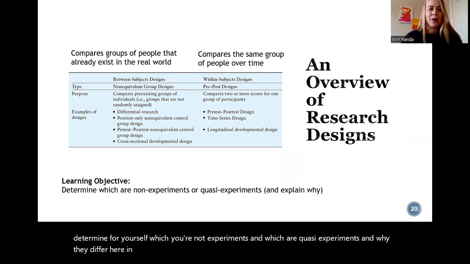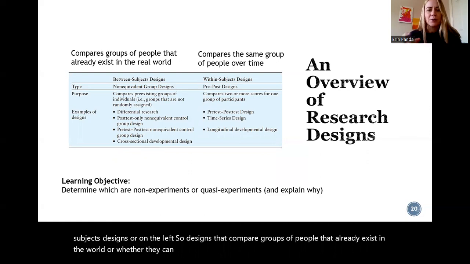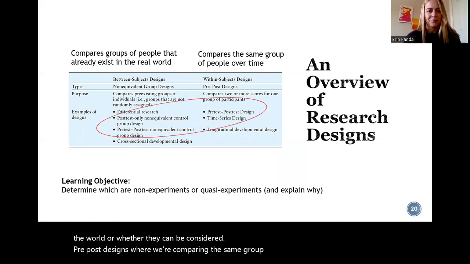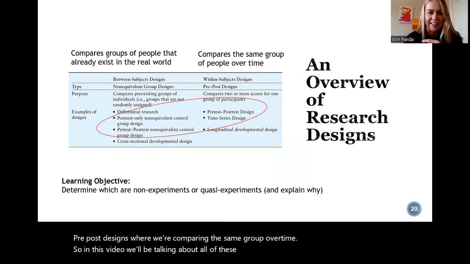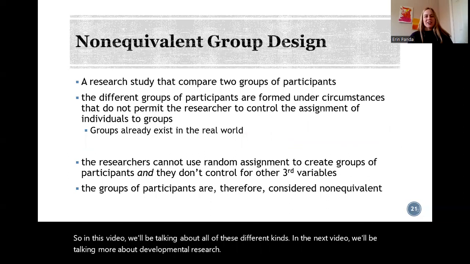They're grouped in terms of whether they can be considered between subjects designs over on the left, so designs that compare groups of people that already exist in the world, or whether they can be considered pre-post designs where we're comparing the same group over time. So in this video, we'll be talking about all these different kinds. In the next video, we'll be talking more about developmental research. Okay, so let's get started.